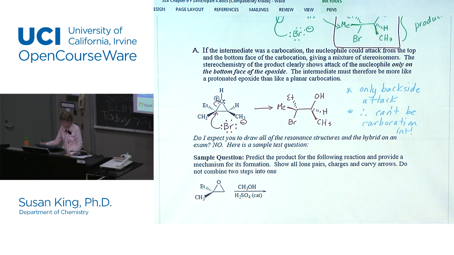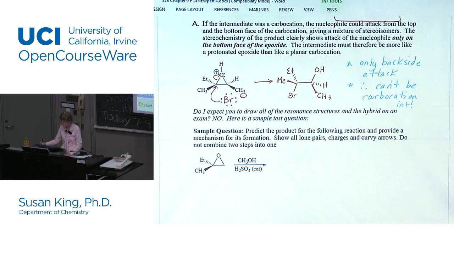All right, so here's the thing I just got through saying. I don't expect you to draw the resonance structures. I don't expect you to draw the hybrid. This is a sample test question. You might see this exact test question on your test, or maybe something so similar that you think it's the exact test question. Very high likelihood of that. So that's going to be free points on the test, right?